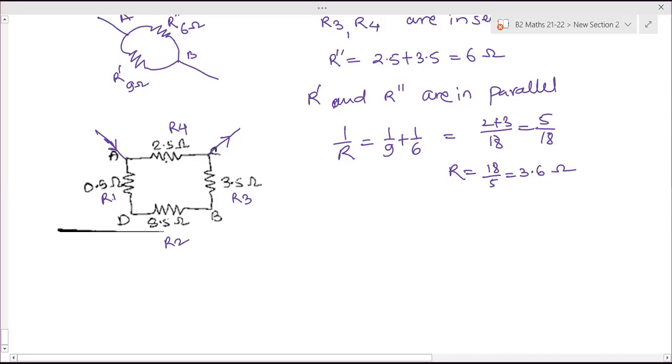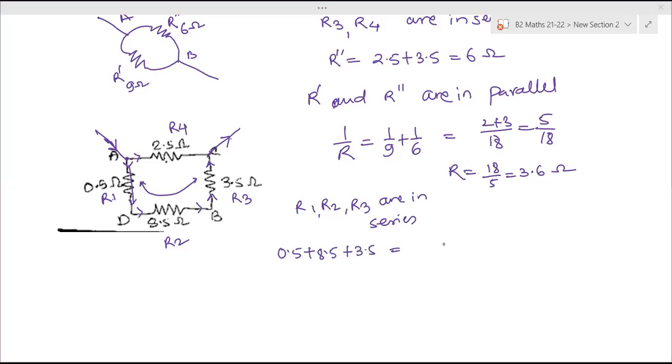Here the current is divided. Whatever current passes through this will remain the same through these three and then move out. And whatever current passes through 2.5, that directly moves out. So R1, R2, and R3 are in series. Therefore, total resistance is 0.5 plus 8.5 plus 3.5, which is 12.5 ohm. 12.5 ohm and 2.5 ohm are in parallel.